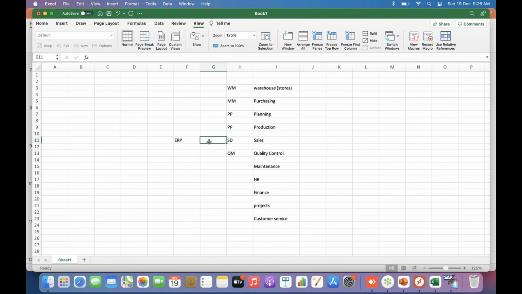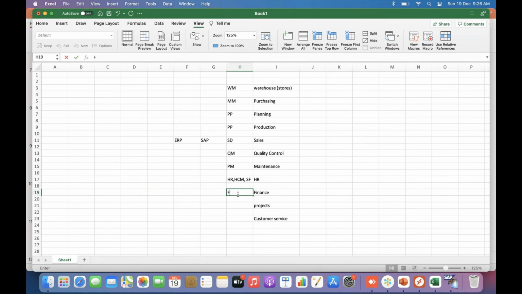For maintenance engineering, you have a module called PM, plant maintenance. And HR people use a module called HR. Now it is called, after some time, it is modified to, it is renamed to HCM. Now it has become SuccessFactors. They are using SuccessFactors. That is HR. Finance people will use FICO.